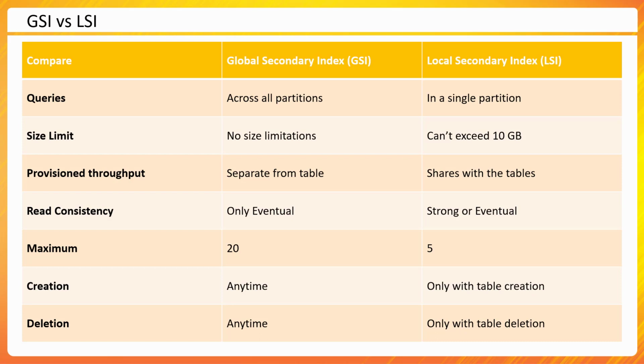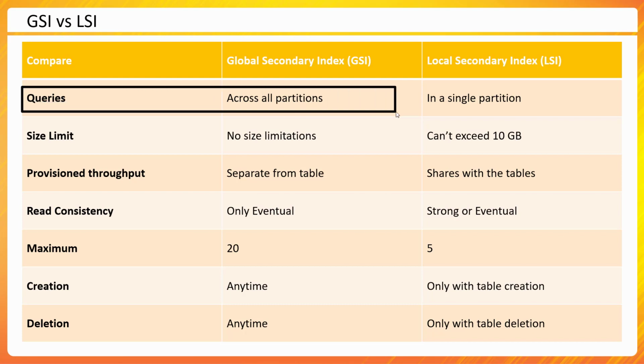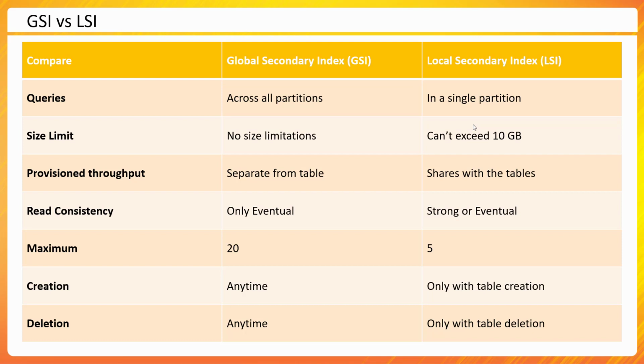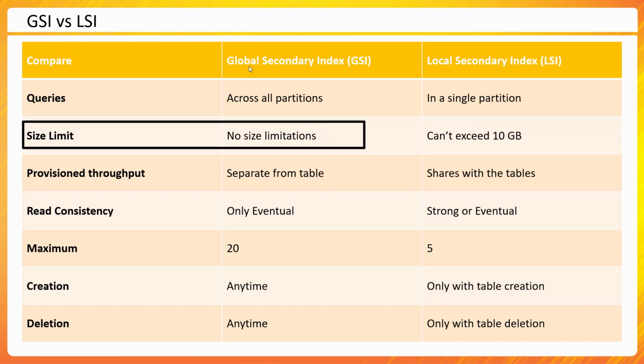So with a global index, when you query, the queries will run across all partitions, because the name says global. Whereas local indexes are used to query data within a single partition. That completely makes sense. Global secondary indexes have no size limitation, right? Because they are global and it is DynamoDB global size, so there is no limitation in terms of size. Local secondary index cannot exceed 10 GB.